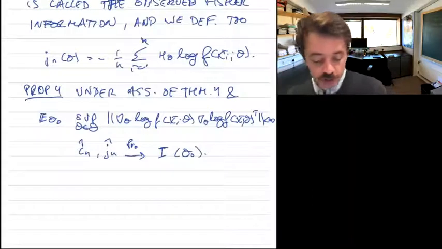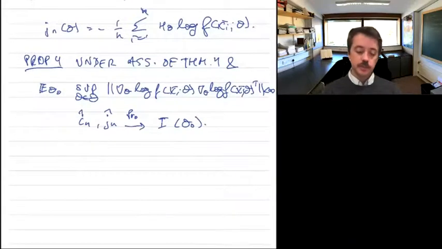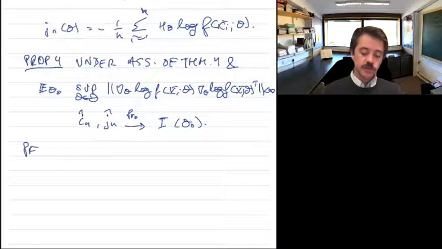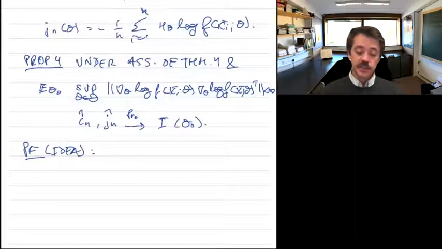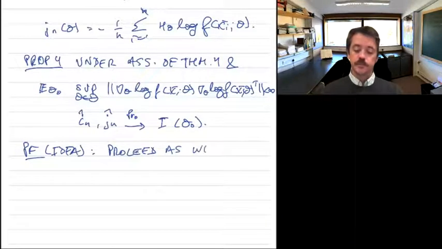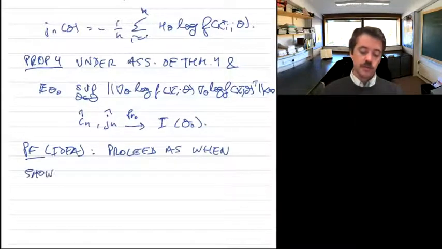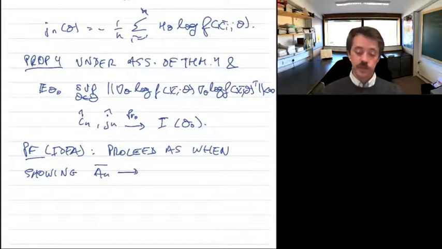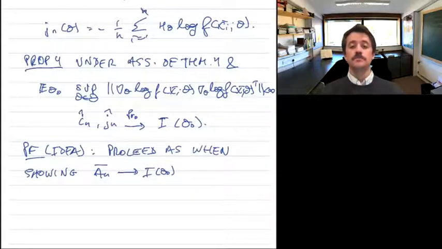So what's the idea to prove this? Well, it's something we've seen. One proceeds literally as in theorem 4, when we considered the An, which converged to the I theta naught matrix. So this is in theorem 4.